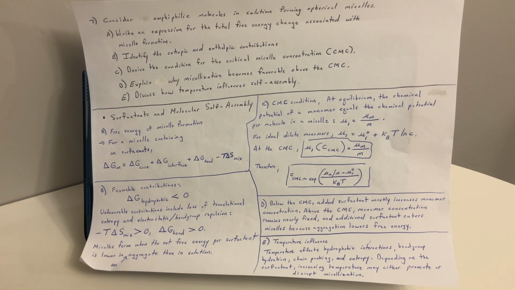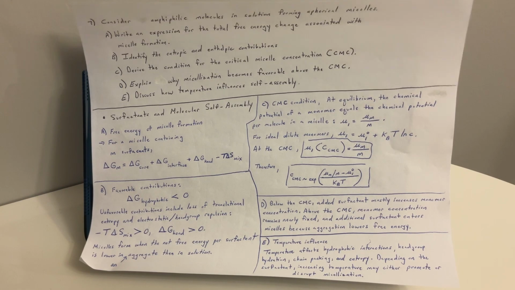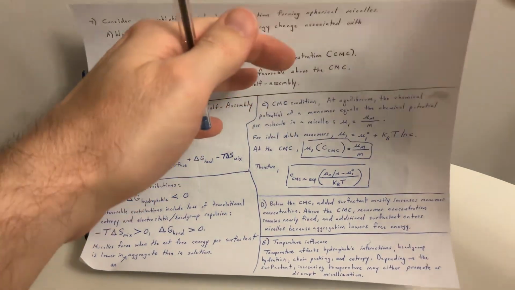Micelles form when the net free energy per surfactant is lower in an aggregate than in solution. Sorry about that. Letter C, derive, whoopsie-daisy.